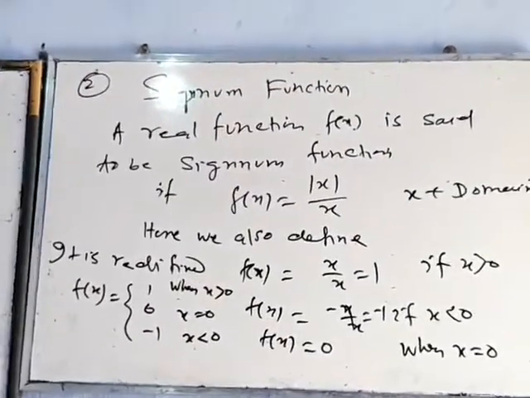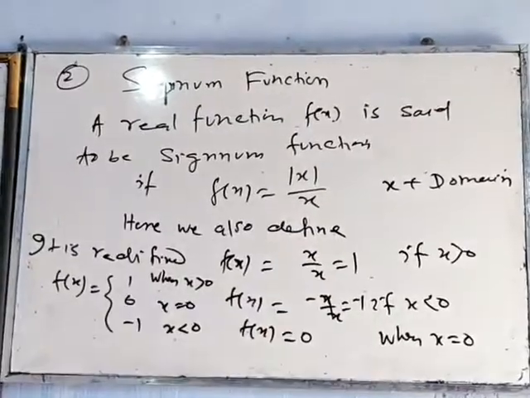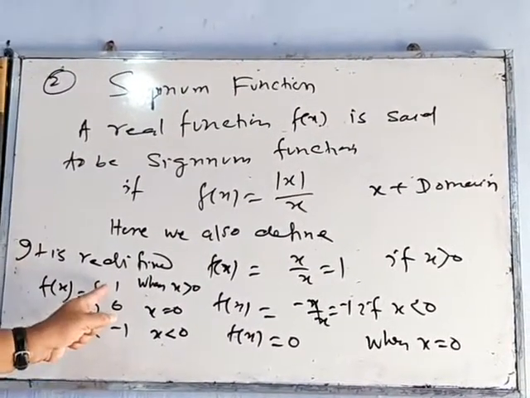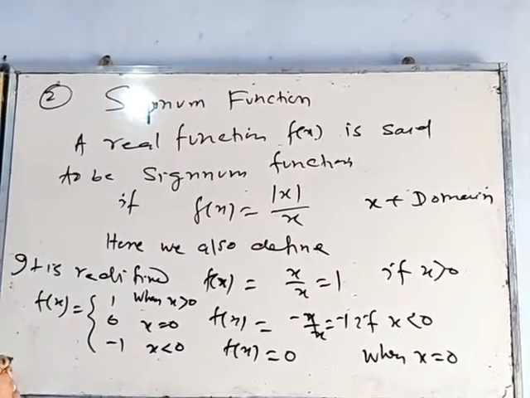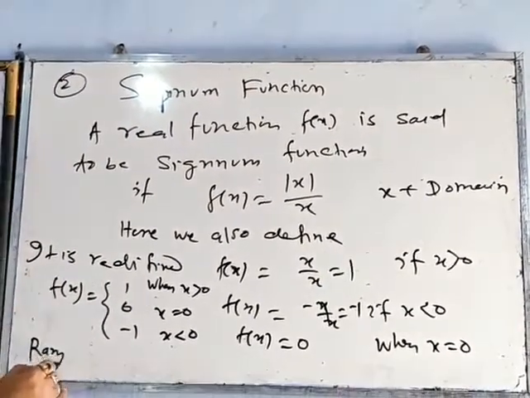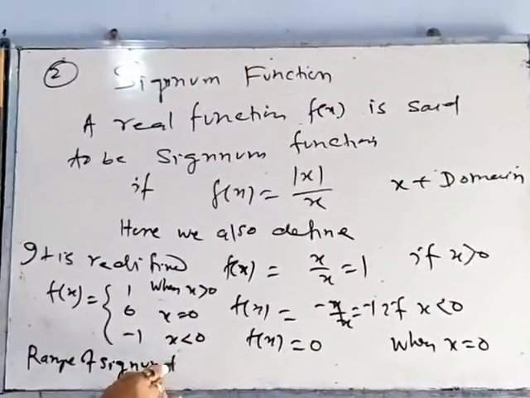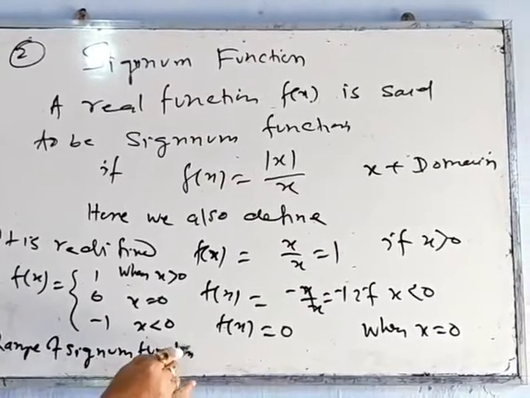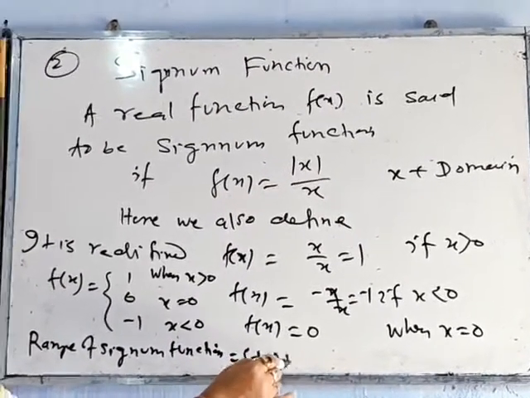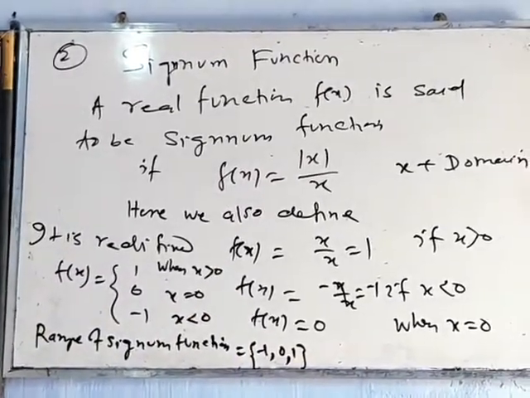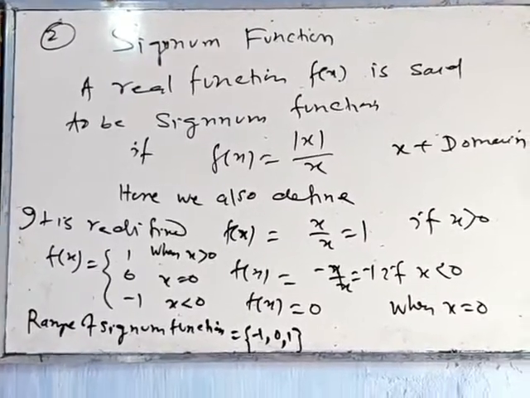So this is the signum function. Here its domain is any real number, and its range will be 1, 0, minus 1. The range of signum function is minus 1, 0, 1. This is the range of signum function. So this type of function is called signum function, student.